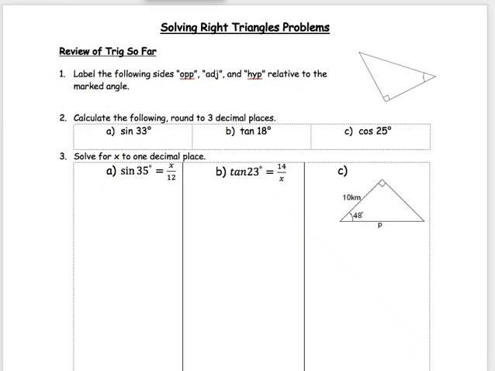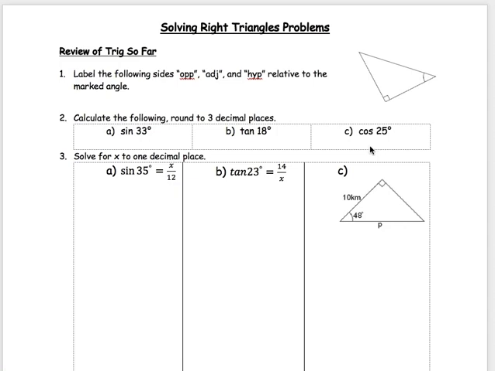Welcome to the Solving Right Triangle Problems lesson today. So when I say right triangle, I do mean a right angle triangle, okay? So that's key if you are going to use SOH CAH TOA, so sine, cosine, tangent ratio equations.